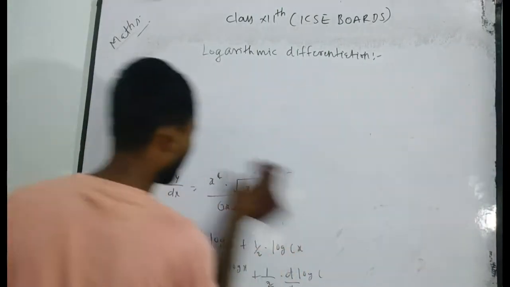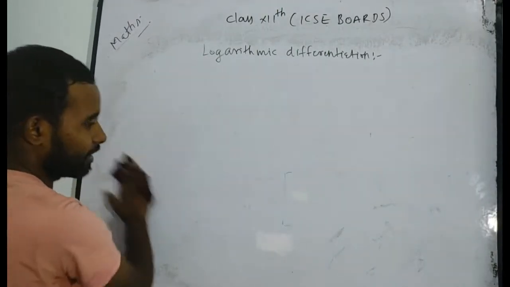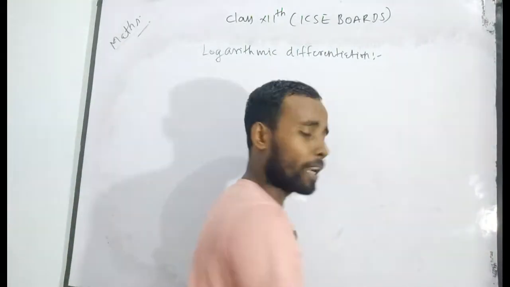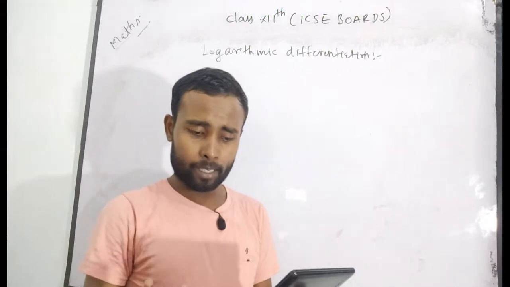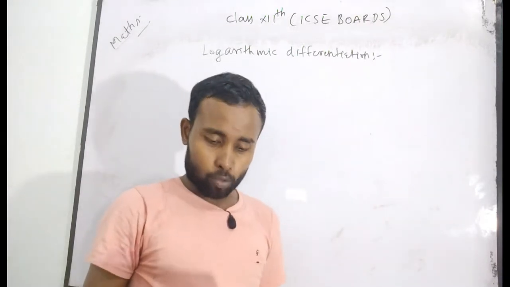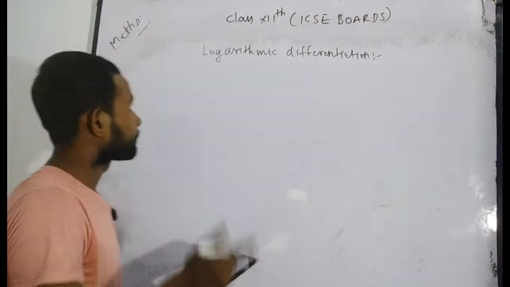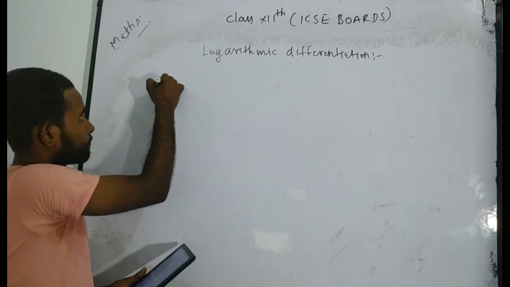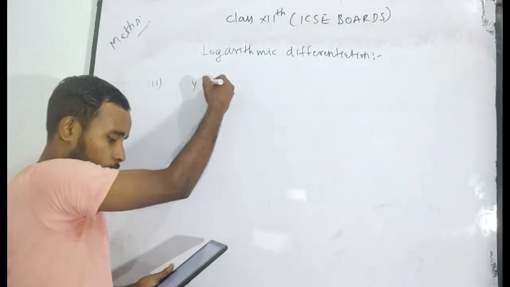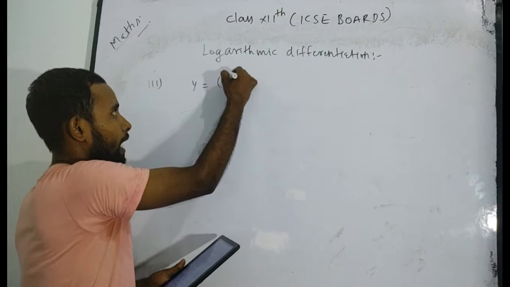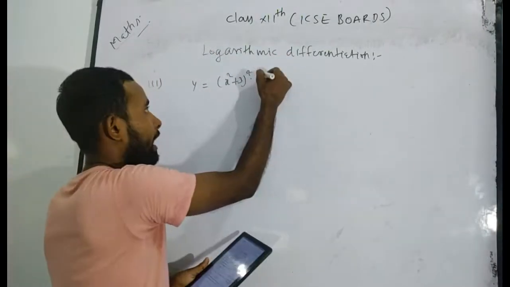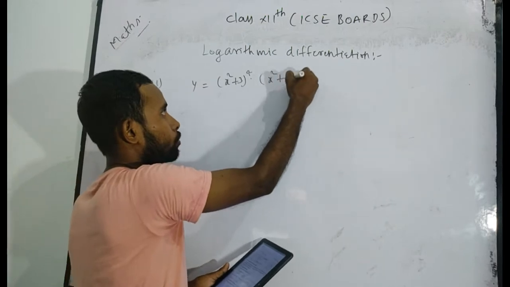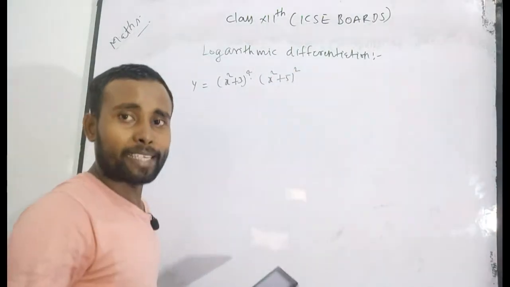There are two or three pattern questions in this exercise. In this video, I will mainly discuss only a single pattern question. I will not discuss more than one pattern question. The next question is here, question third. y is equal to (x square plus 3) whole to the power 4 into (x square plus 5) whole to the power 2, and you have to find dy/dx.